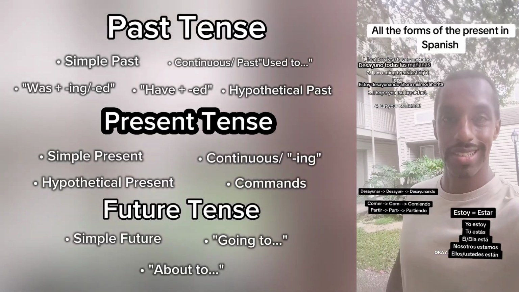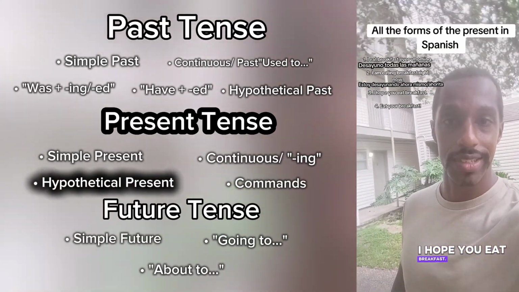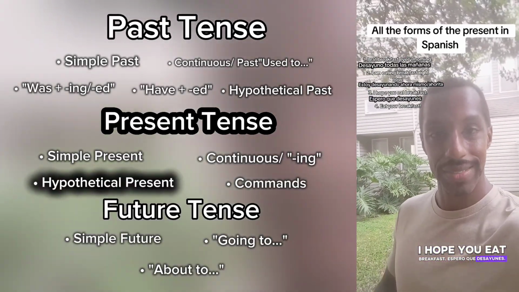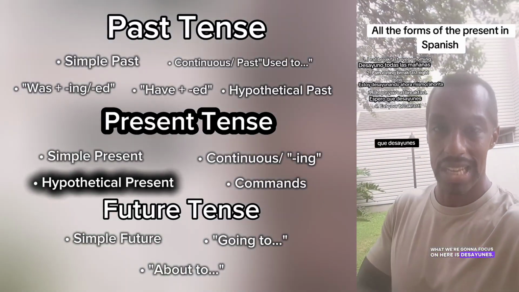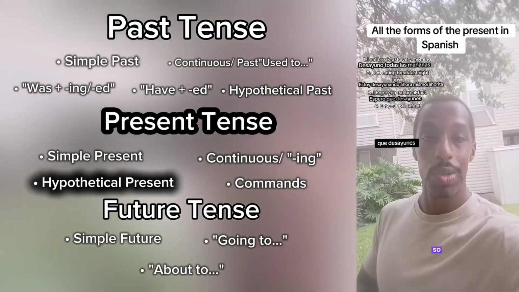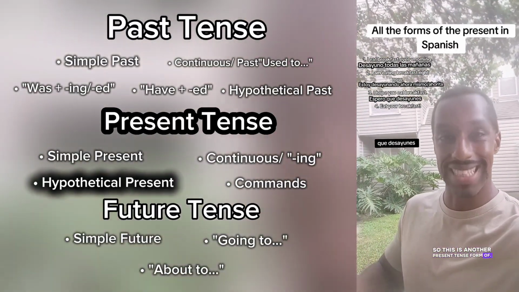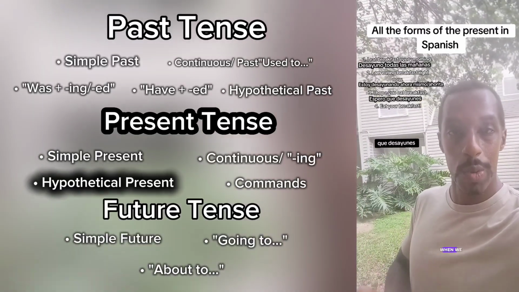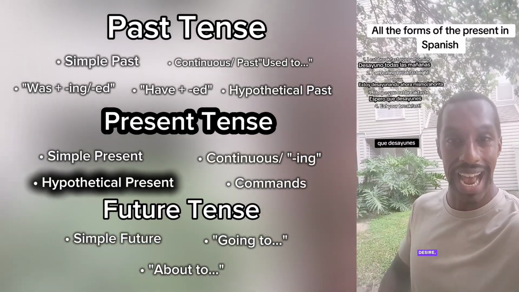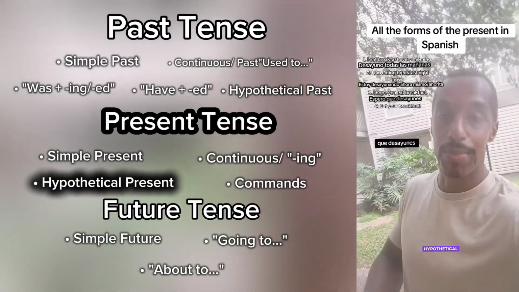Okay, third sentence. I hope you eat breakfast. Espero que desayunes. What we're going to focus on here is que desayunes. First, desayunes. So this is another present tense form of desayunar. But this form is used when you want to express hope, desire, something that's not real. Hypothetical situations.